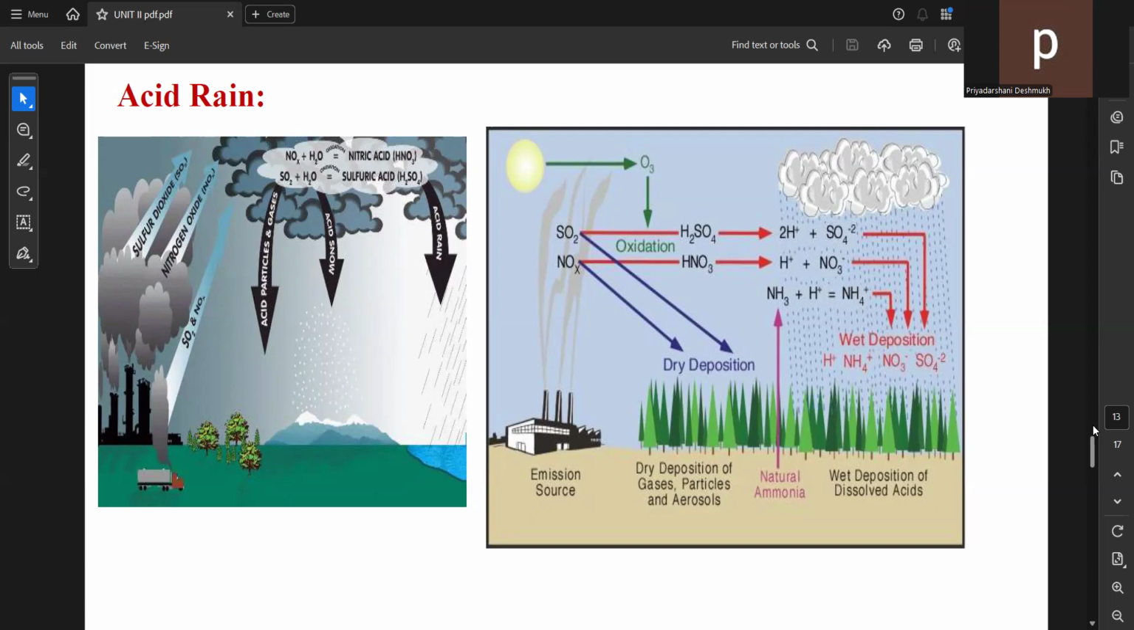So they go up into the clouds and combine with water, and they come down as precipitation, that is the water, and that water is called acid rain. So these are some of the reactions which are involved in acid rain.